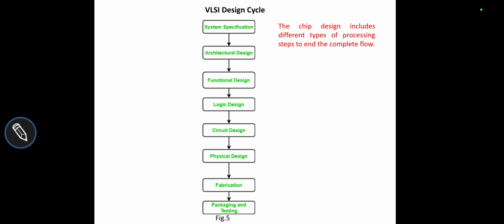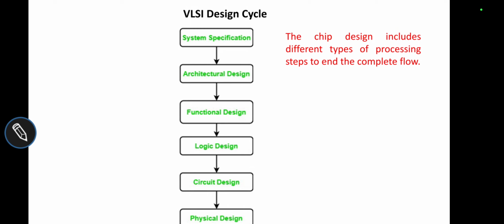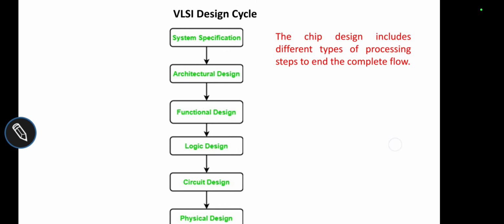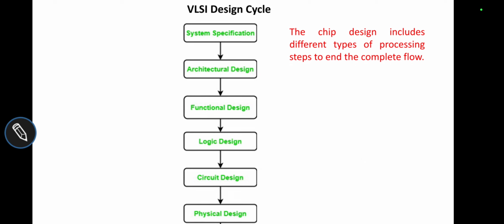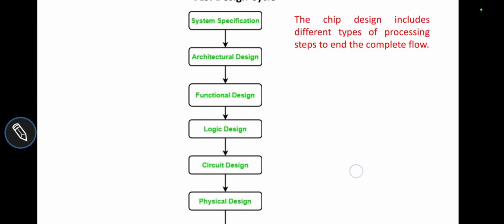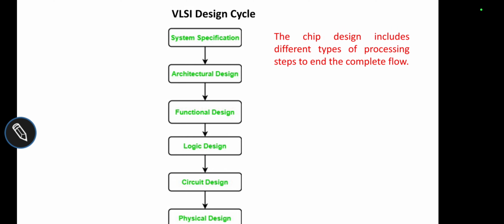Next we have the VLSI design cycle. I'll just give it very briefly and we'll stop for today. We'll continue this VLSI design cycle in the next lecture. So you have system specifications, architectural design, functional design. So these are about the VLSI design cycle.